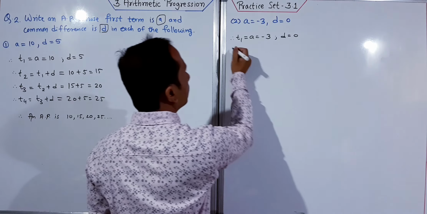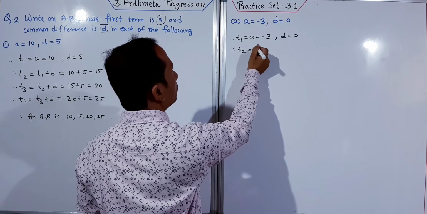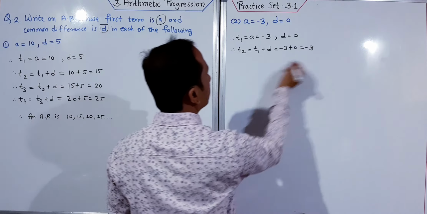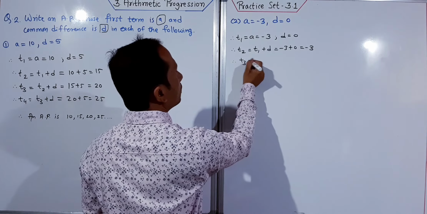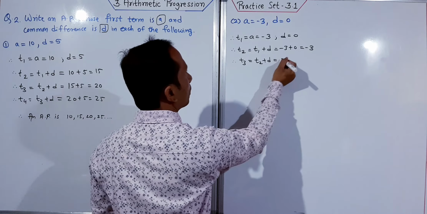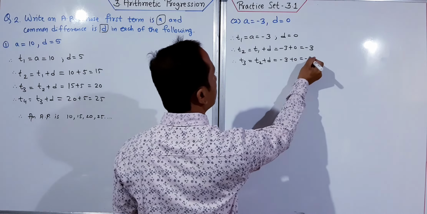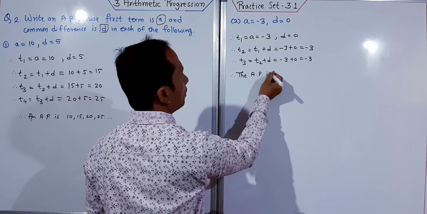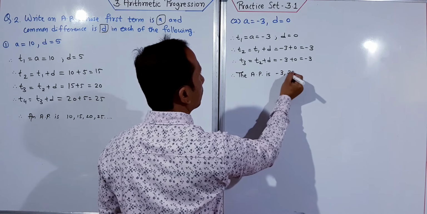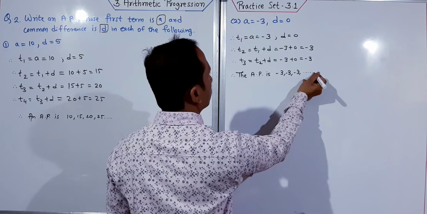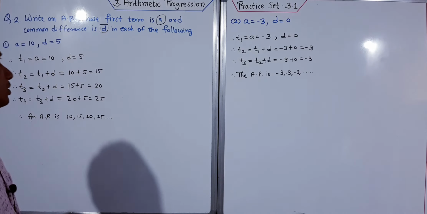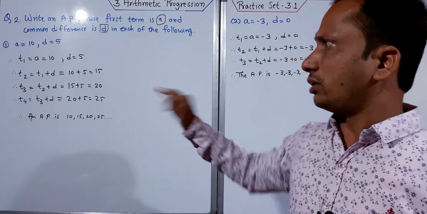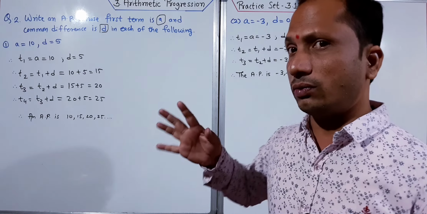D is given 0. Therefore T2 is equal to T1 plus D, you know, -3 plus 0, you will get -3 only. Therefore T3 is equal to T2 plus D, and this is -3 plus 0, you will get -3. This is the constant term AP actually. Therefore the AP is -3, -3, -3, and so on. This is known as constant term AP, the same term is repeated. And the earlier one is an AP with different terms and one common difference.